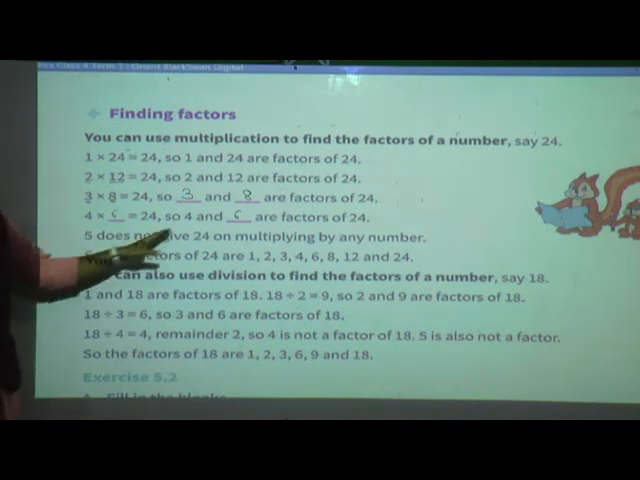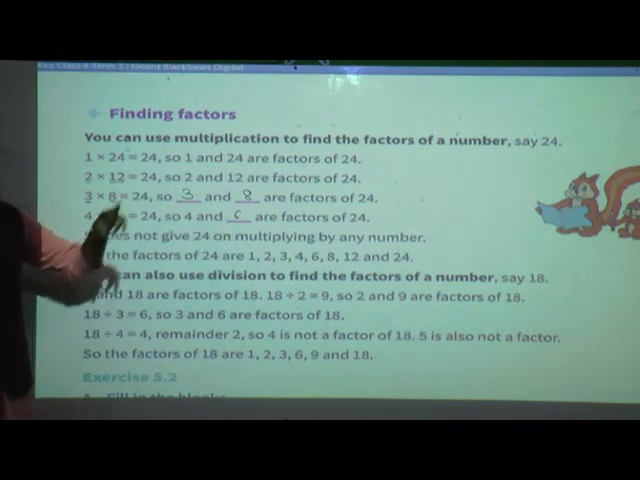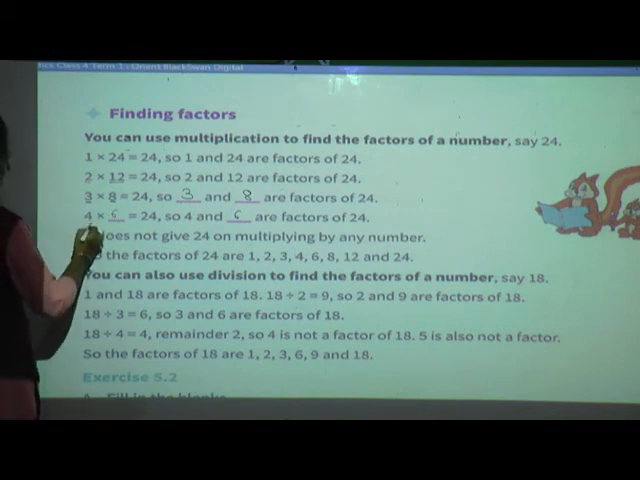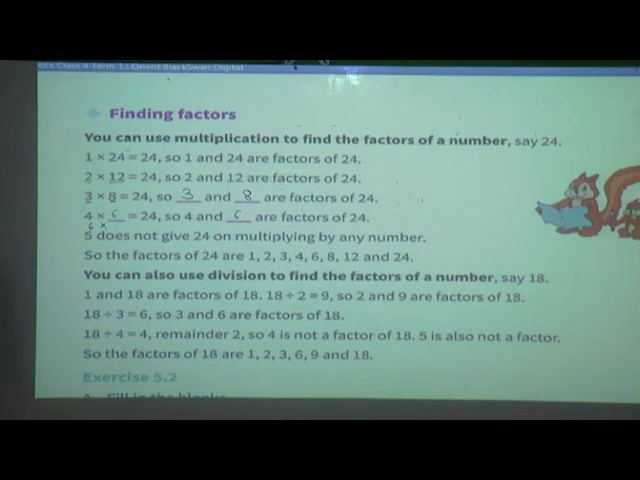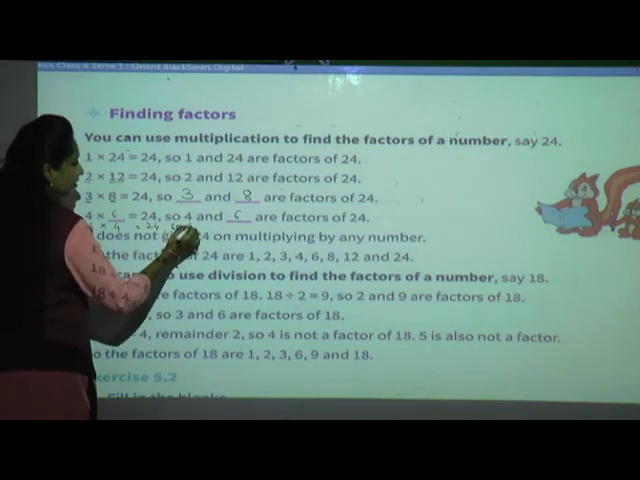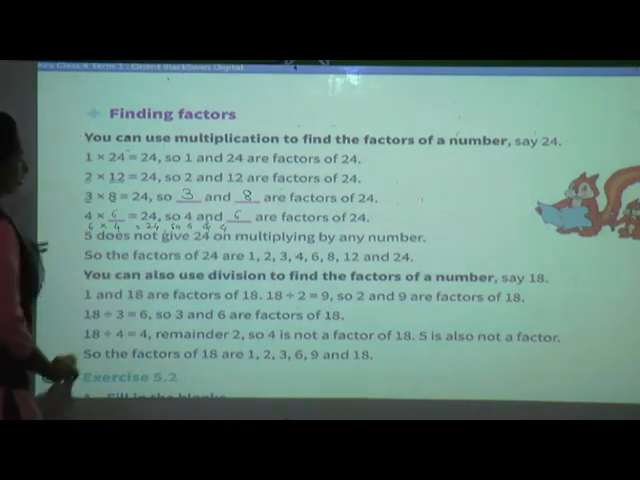So 5 does not give 24 on multiplying by any number, isn't it? Now after 4, if we think of 5, in the 5 table does 24 come, students? No, 25 comes. So we cannot multiply by any number with 5. Now we'll go with the 6. Now which number can we multiply with 6 to get 24? Yes, 6 fours are 24, isn't it? So 6 and 4 are the factors of 24.